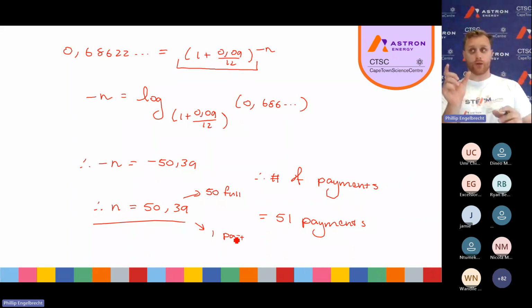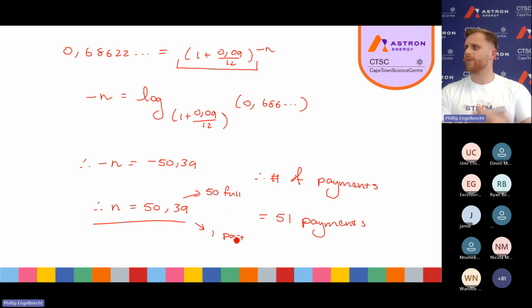Okay. So that 0.39 you pay the next month. So you pay slightly less than what you paid before. But yes, it is 51 payments. Okay. So it's 50 full payments plus that 0.39 payment, okay? Yes, and you only round off at the end.